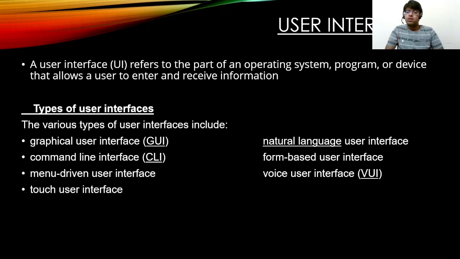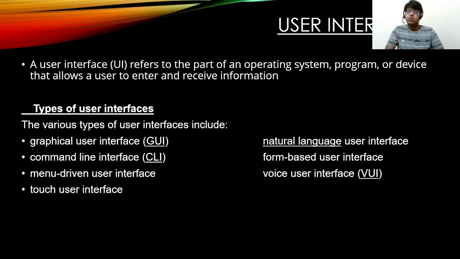The first one is the graphical user interface, such as the Windows OS UI, which we have in our systems. Then for Android, we have many UIs, such as Color OS, Xiaomi's MIUI, and many more.